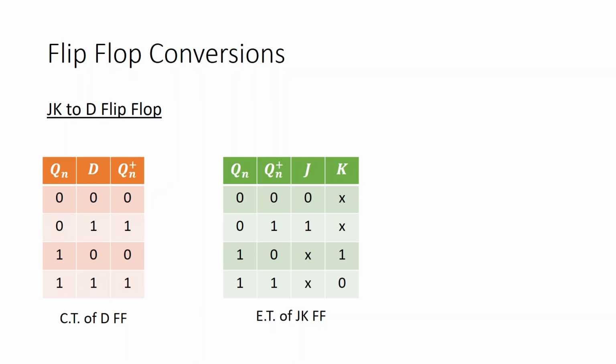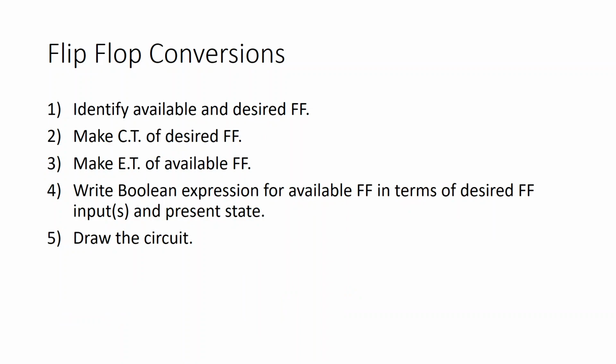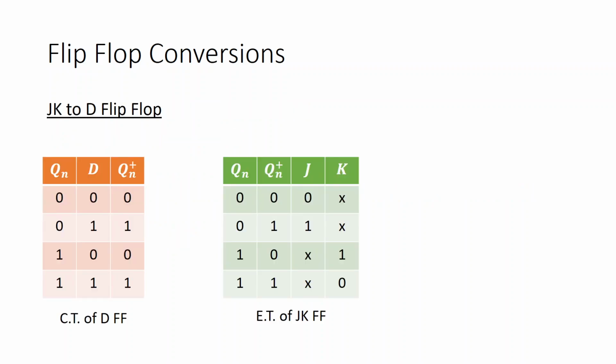Here we are trying to make a D flip-flop from a JK flip-flop. What is available? JK is available. What is desired? D is desired. So go into the steps. Make the characteristic table of the desired flip-flop, which is the D flip-flop. You see the characteristic table of the D flip-flop in this orange table. Then the excitation table of the available flip-flop. The excitation table is in the green table, for the available flip-flop, the JK flip-flop. We have written down the excitation table of the JK flip-flop.